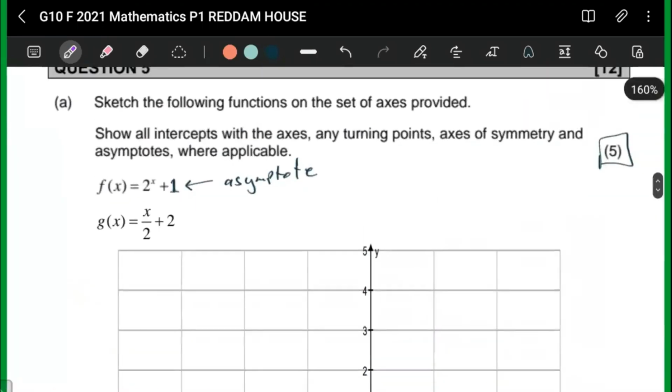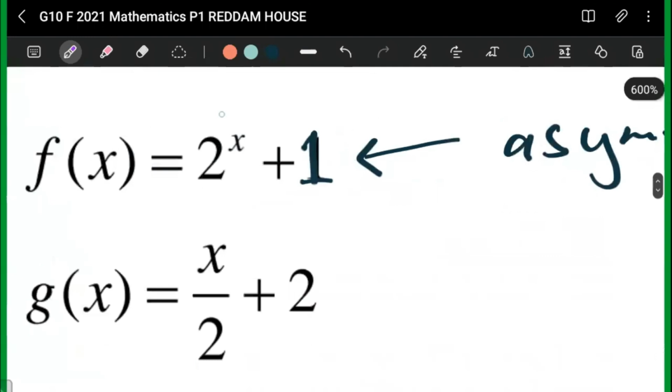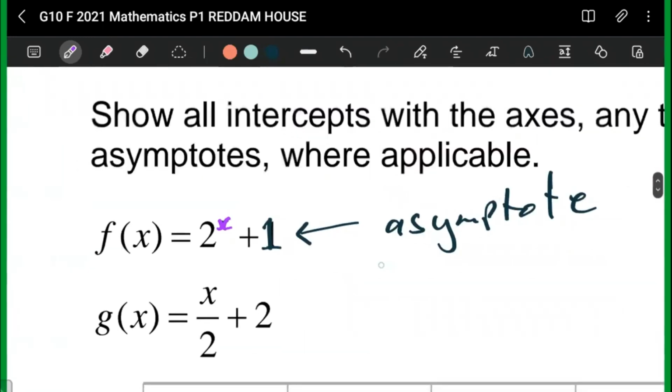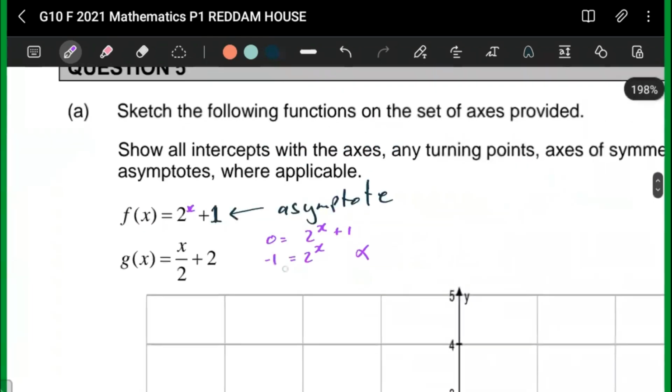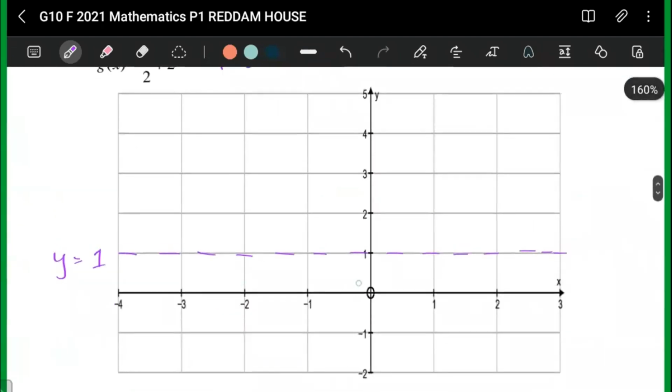Now, what you know is you can also then get your x-intercept by making y a 0. You make y a 0 here, 2 to the power of x plus 1, the 1 goes over. The issue is you cannot have any x-intercept. Because there's nothing that you can have here as the power of 2 that will give you a negative 1. So you now know your graph is not going anywhere down. It does not have a y of 0.